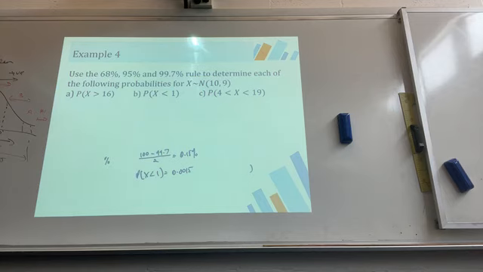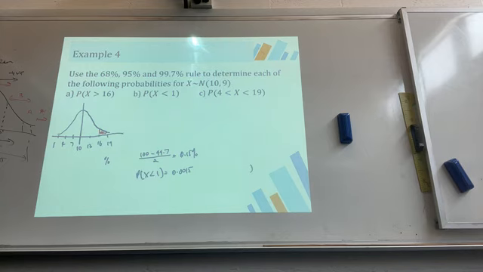Now, the most important thing for you to do this is to sketch the bell-shaped curve. It doesn't have to be perfect, but sketch it. Once you sketch it, you know where the standard deviations are: 1 standard deviation away, 2 away, and 3 away. And you can see that you are shading a certain area. If it is greater, you are shading that area, and you're looking at that area only.